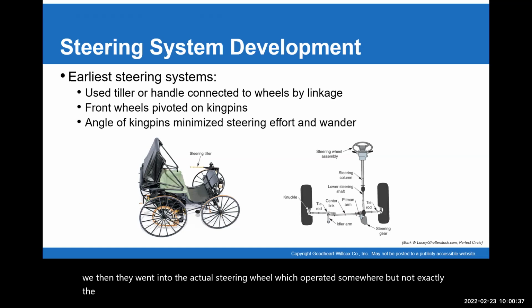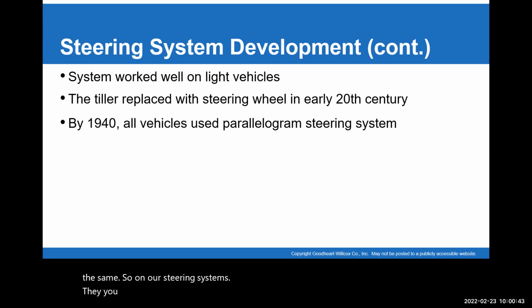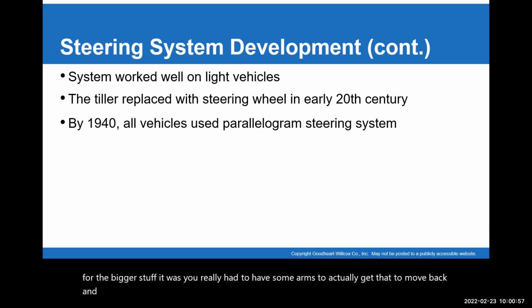So on our steering systems, the tillers worked really good for the smaller stuff, but later on, for the bigger stuff, you really had to have some arms to actually get that to move back and forth. By the 40s, all vehicles were using a parallelogram type steering system, and like I said, we'll get into these different systems as we go along.